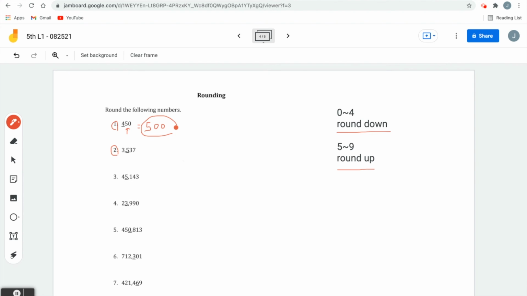Okay. And let's look at number 2. We have 3,537 and 5 is underlined right now. So we are rounding to the hundreds place. We're rounding the 5 here. So we're going to look at 3, which is in the tens place. And we notice that 3 is less than 5, and we're going to round it down. So 3 and 5 here are going to be the same. And 3 and 7 for the tens place and ones place are going to be zeros because we rounded it down. So they stay the same and they become zeros.